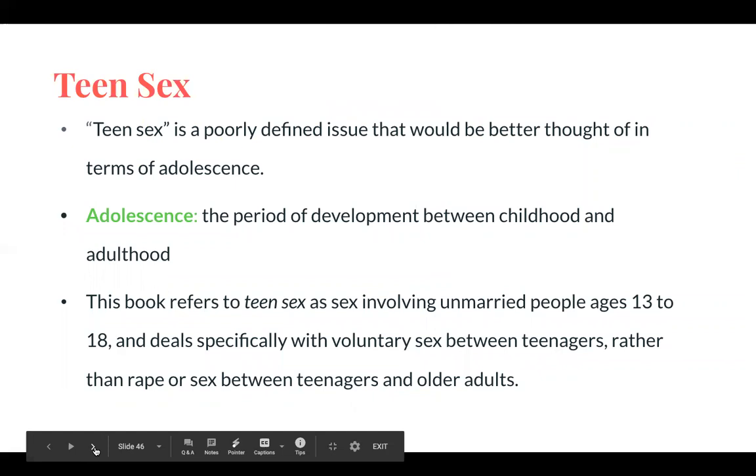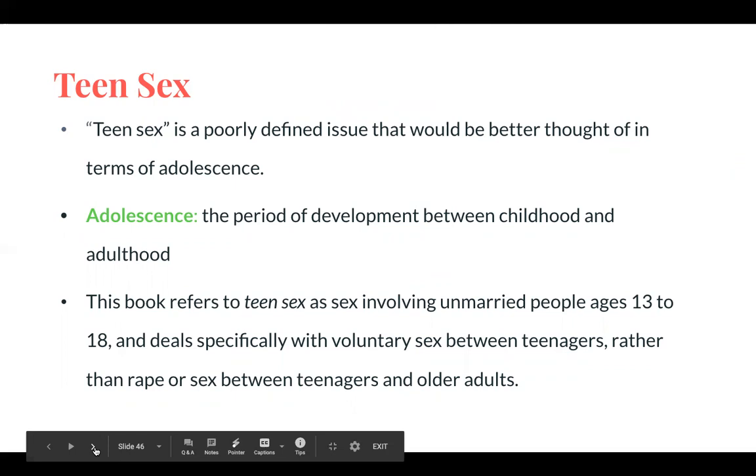And part of it is because it's not always clear what we're referring to, what we're focusing on when we're talking about teen sex. But your book is referring to teen sex as sex that involves unmarried people between the ages of 13 to 18. And it's specifically about voluntary sex between teenagers. So it's not about rape or sex between teenagers and older adults.